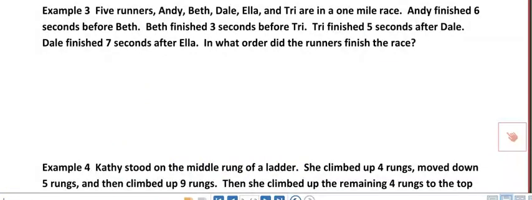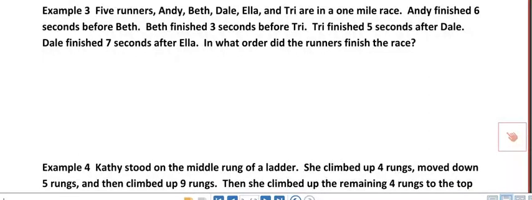Here's the next example. We've got 5 runners: Andy, Beth, Dale, Ella, and Tree. They're in a 1-mile race, and here is the information on how they finished. Andy finished 6 seconds before Beth. Beth finished 3 seconds before Tree. Tree finished 5 seconds after Dale. And Dale finished 7 seconds after Ella. The question is, in what order did the runners finish this race?